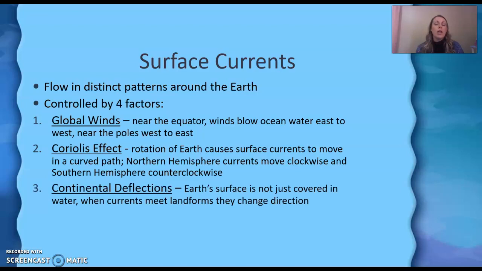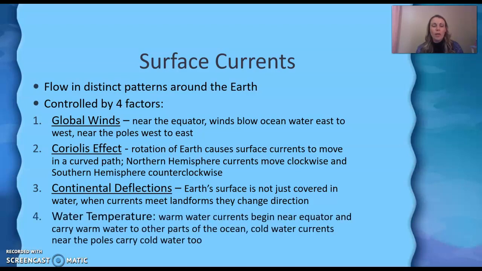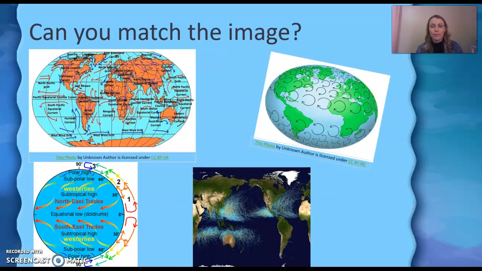Continental deflections. Earth's surface is not just covered in water. We live on a continent, okay? So when currents meet these landforms, they change directions. Water temperature. Warm water currents begin near the equator and carry warm water to other parts of the ocean. Cold water currents do the same, but they begin near the poles and carry cold water.